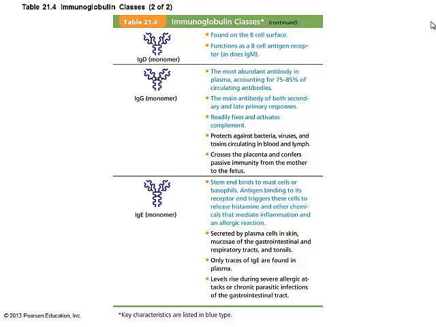And then we have the IgE, also a monomer, and we see it attached to cells that usually contain histamines. When they become activated, they release their histamines. Histamines help with what? Yeah, inflammatory response, getting things to the area when they're needed. Secreted by plasma cells in skin, mucosa. We find a little bit in the plasma. And when we talk about allergic reactions, our immune system pumps out quite a few of these IgE monomers.